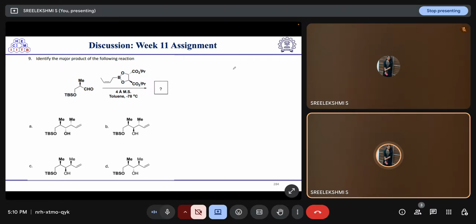Moving to the next question of the week 11 assignment: identify the major product of the following reaction. Here, this particular aldehyde, upon treatment with this boron species with 4 angstrom molecular sieves in toluene at minus 70 degrees Celsius, which will be the major product formed here out of the four options?